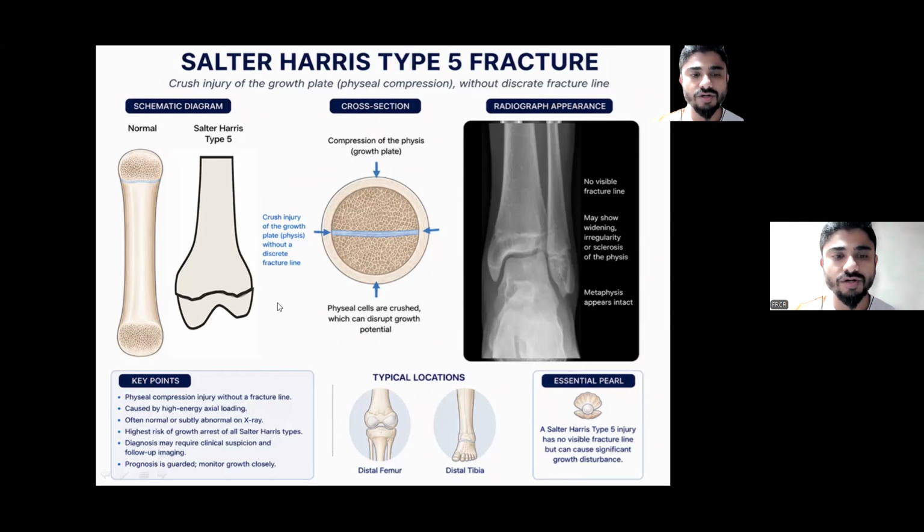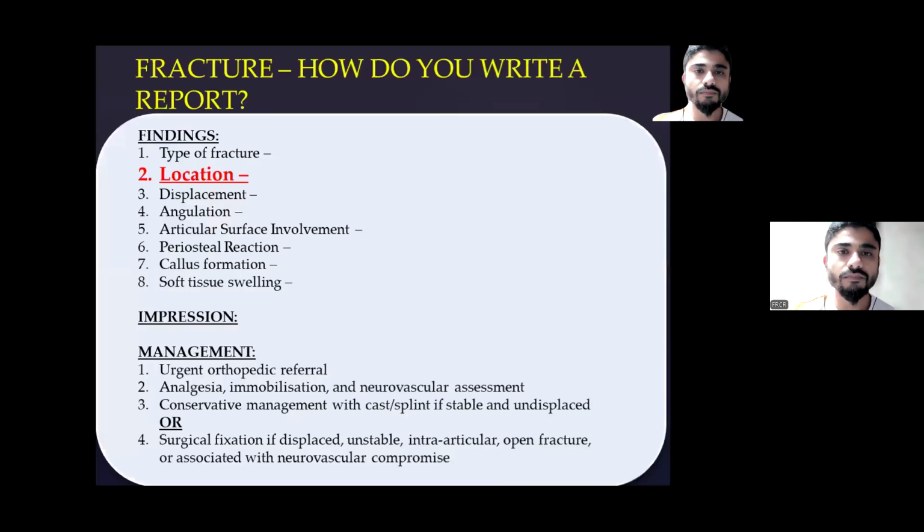It has the highest risk of growth arrest and growth disturbances amongst all the Salter-Harris type fractures. Diagnosis may require clinical suspicion and follow-up imaging. Prognosis is guarded, and you should monitor the growth plate in such cases. Okay, we are done with the types of fractures. Now the rest of the parts are easy.